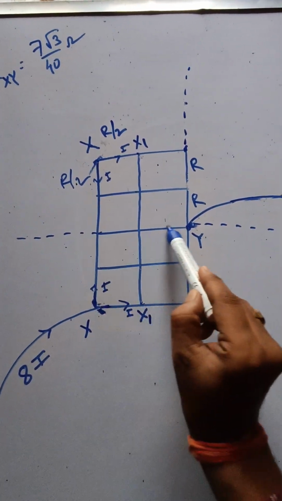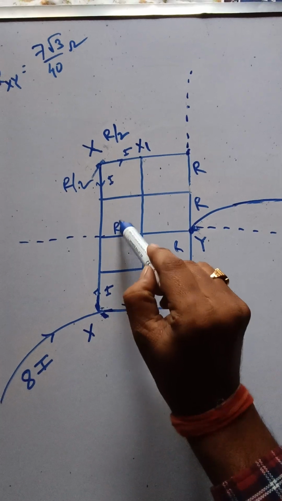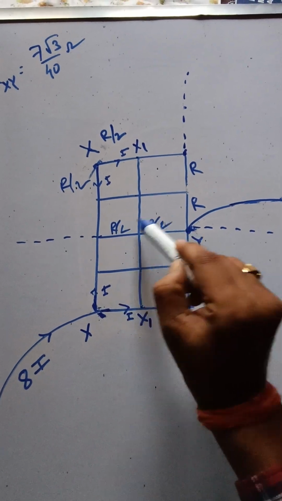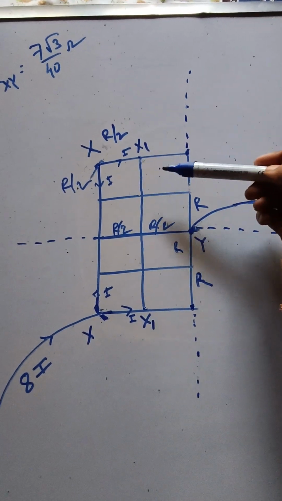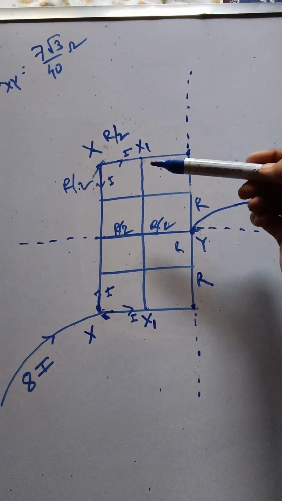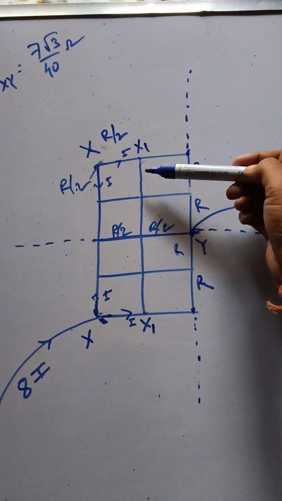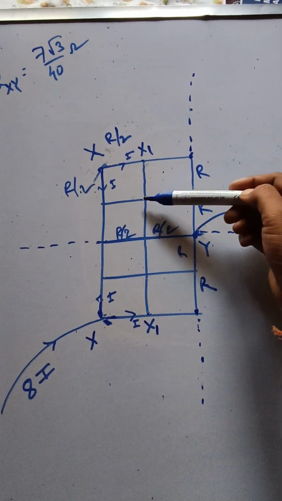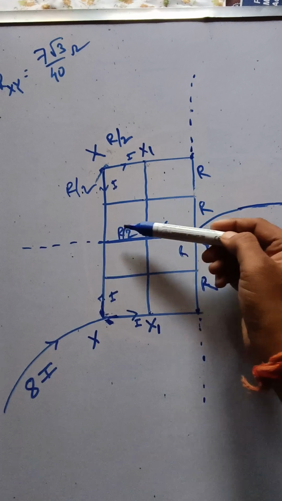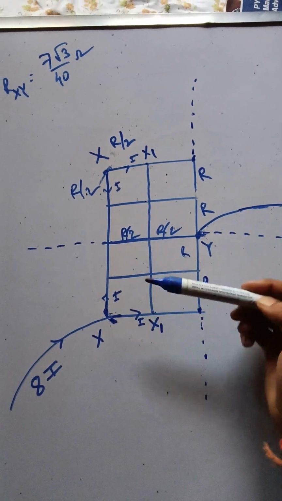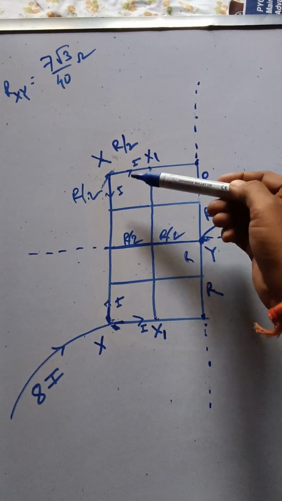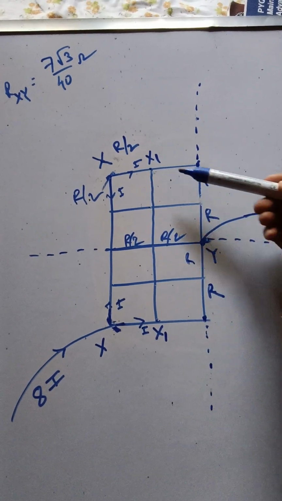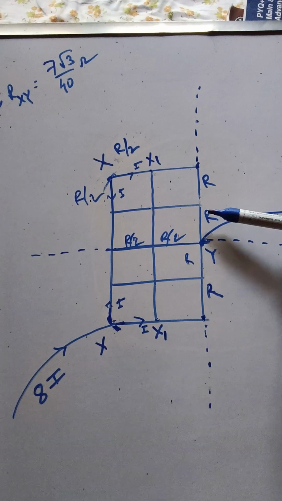So except these, where this is R by 2, this is R by 2, except this part, all the wire now becomes half the resistance. So this is R by 2, this is R by 2, this is R by 2, these all have resistance R by 2. If I fold, then this is R by 4, this is R by 4, this is R by 4, this is R by 4, this is R by 2, this is R by 2.